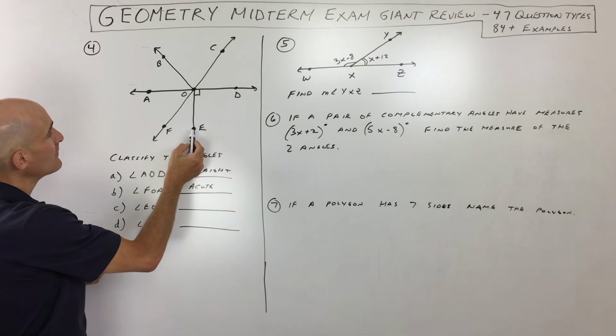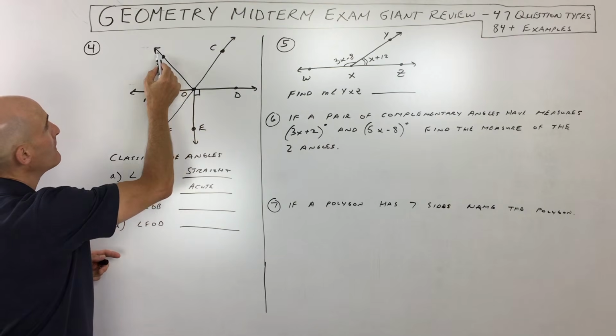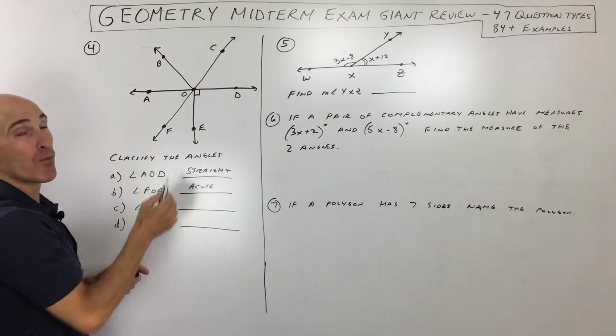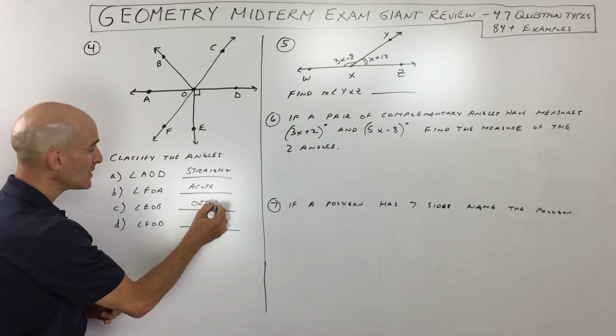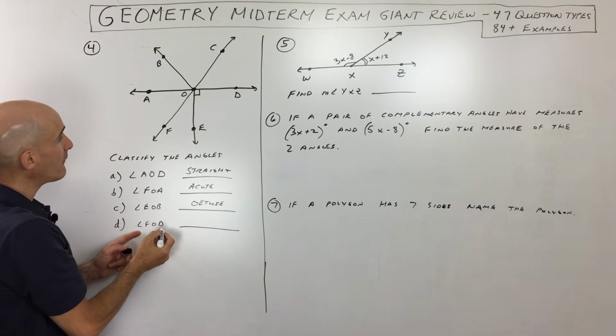And then letter C, angle EOB. So where's EOB? Okay, so if we trace that out, we can see that one's more than 90 degrees. We call that an obtuse angle, OBTUSE.